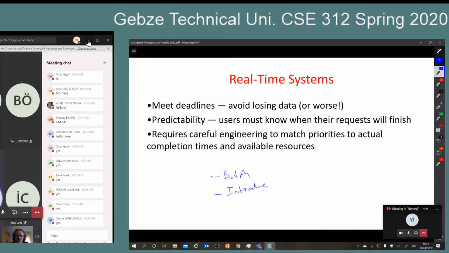Users must know when their request will finish. So it requires a very careful engineering of matching priorities to actual completion times and available resources. Usually, as I said before, real-time systems are not general operating systems. They are very specialized. Their processes are specially designed for the real-time systems. So the process knows that it is sharing the CPU with some other processes, and it should behave in a certain way. It cannot take the CPU forever.